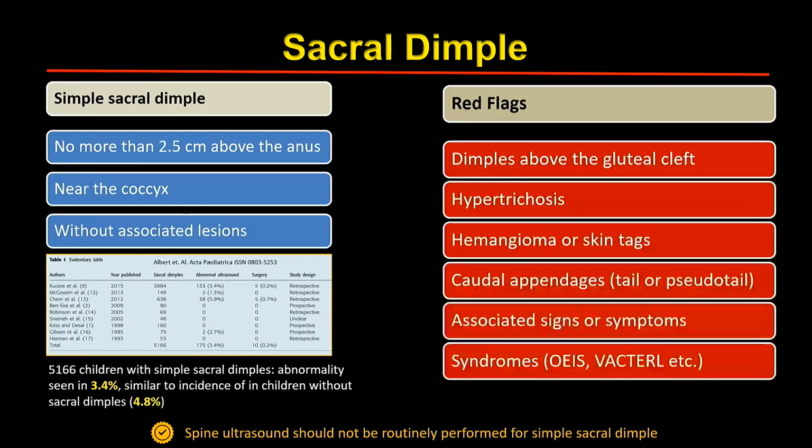However, if you have a red flag, then imaging is warranted. So what are those red flags? If the dimple is above the gluteal cleft, if there's a hairy patch, if there are skin changes such as hemangioma or a skin tag, if there are caudal appendages such as a tail or pseudotail, if there are associated neurologic signs and symptoms, for example bowel and bladder dysfunction or lower extremity weakness, and patients who have syndromes, particularly the two syndromes with a high incidence of spinal anomalies: OEIS, which is omphalocele, exstrophy, imperforate anus, and spinal anomalies, and VACTERL anomalies.